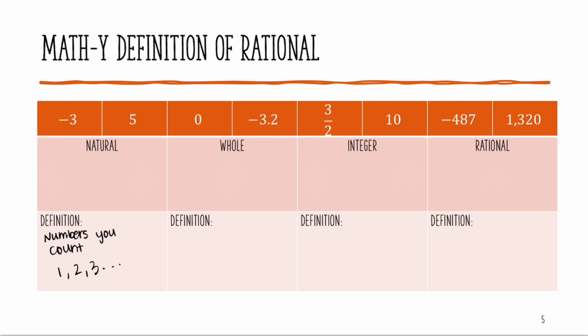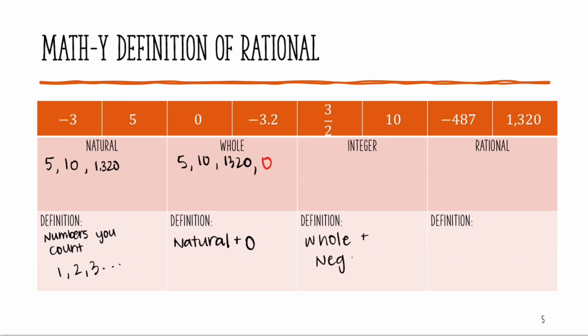Natural numbers in this case would be like 5, and 10, and 1,320. Those are all natural numbers because they're all at least 1 and they're all whole numbers. Whole numbers are very similar to natural numbers, but it's natural numbers plus 0. So in addition to the 5, the 10, and the 1,320, we would also have the 0. I'm just adding on to that. Integers are like whole numbers, but they include the negative numbers. So it would be whole numbers plus their negative counterparts.